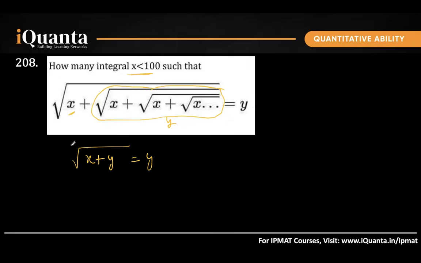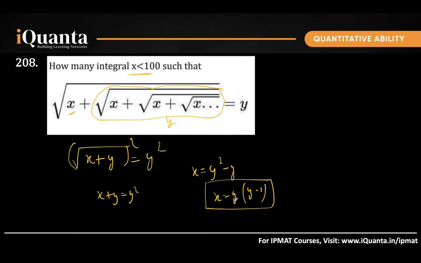Square both the sides. If you square both the sides, you get x plus y equal to y square. So x is basically y square minus y. x is basically y times y minus 1. Now x has to be a number which is a product of y and y minus 1. That means two consecutive numbers, and the value of x should be less than 100.